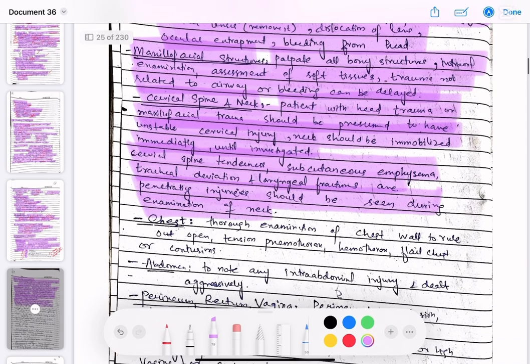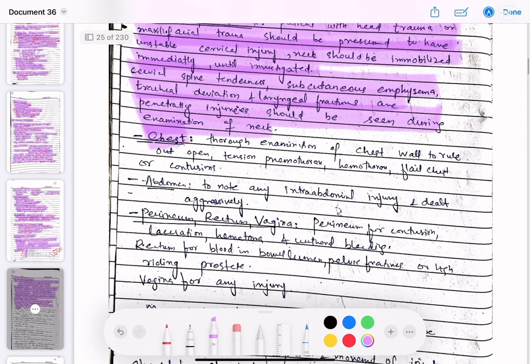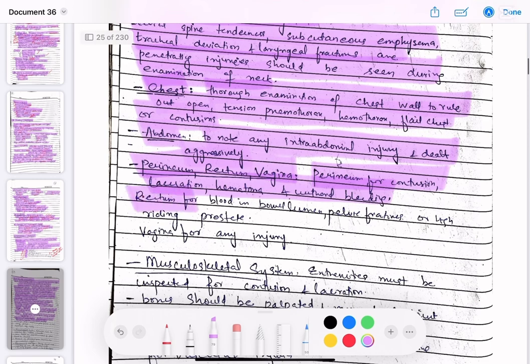Okay. In the chest, a thorough examination of the chest wall to rule out open pneumothorax, tension pneumothorax, flail chest, or contusions. In the abdomen, to note any intra-abdominal injury. Perineum, rectum, and vagina. So for the perineum, check for contusion, laceration, hematoma, and urethral bleeding, and rectum for bleeding, bowel lumen, pelvic fractures, or high-riding prostate, and vagina for any injury.